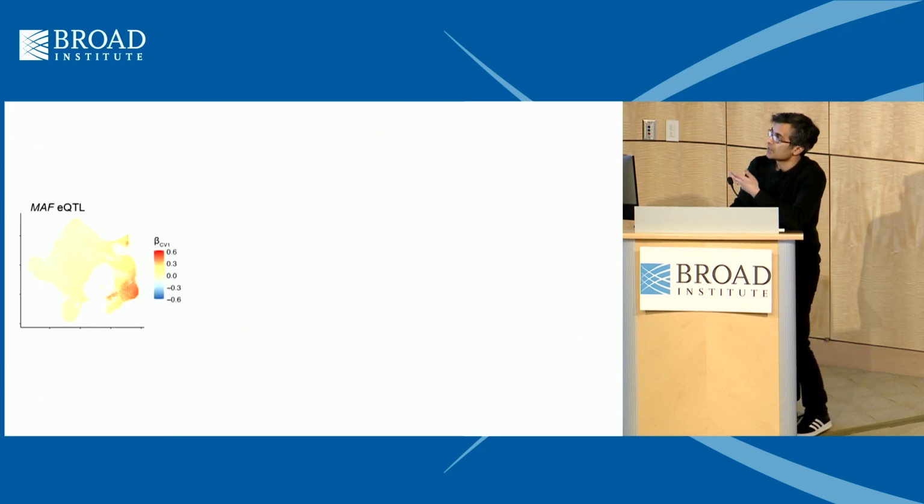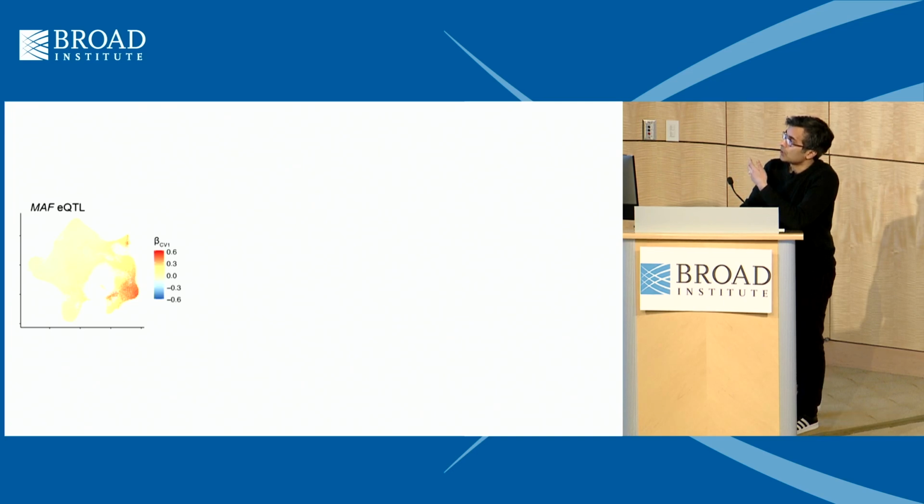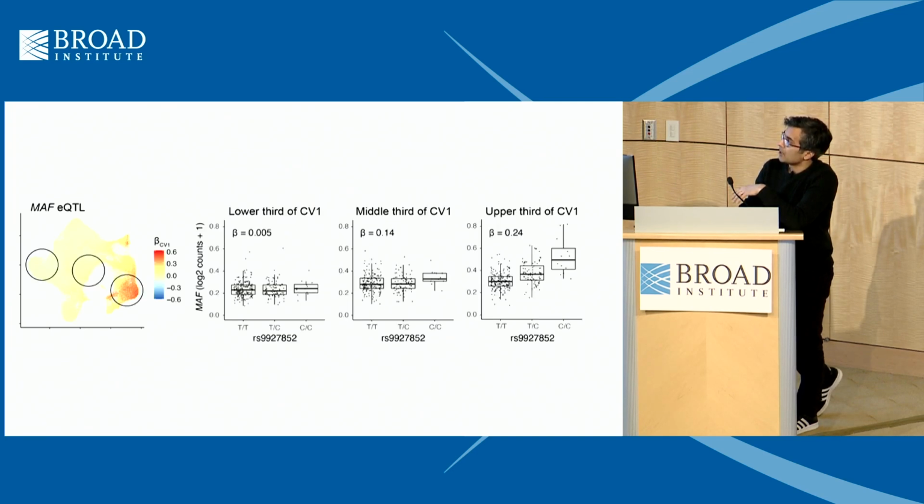Using this kind of Poisson mixed effects model approach, we've been able to find interesting things like this. This is a MAF eQTL. If you look at three different samples, what you can see is that on the far left, there's really no association. In the middle, there's a weak association. On the far right, in the cytotoxic T cells, there's a really strong association. So we're able to find these kinds of effects using population-based eQTL data.